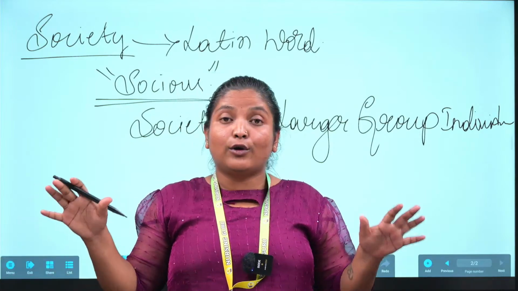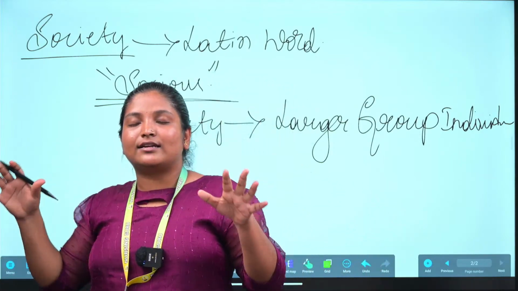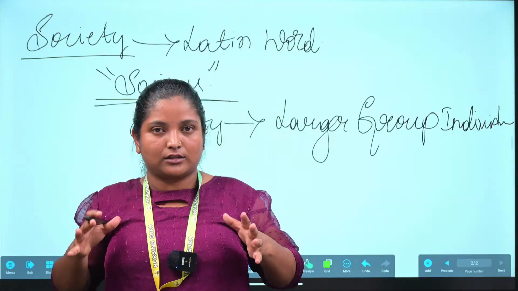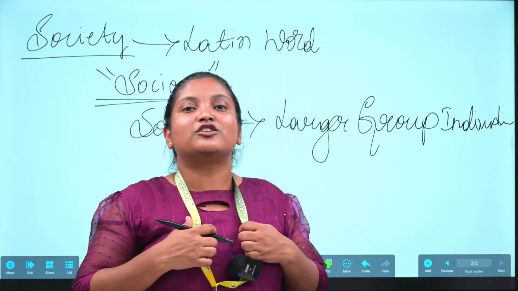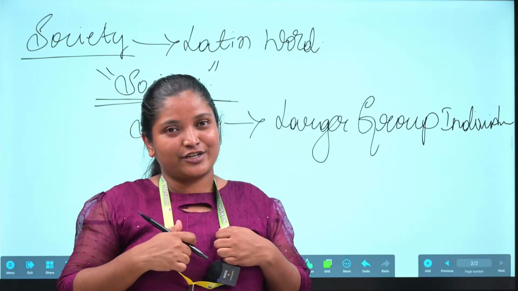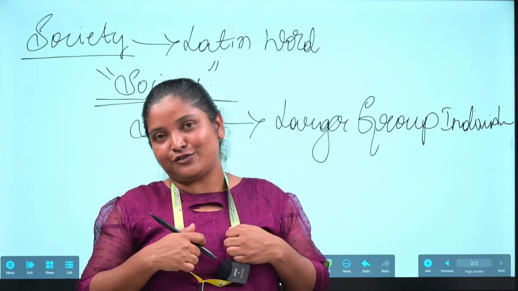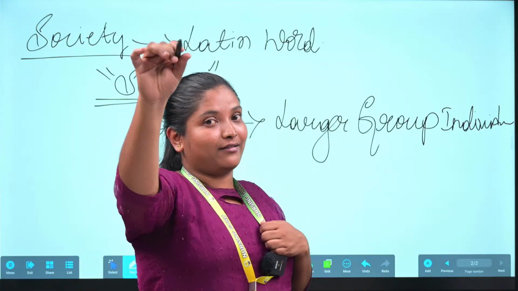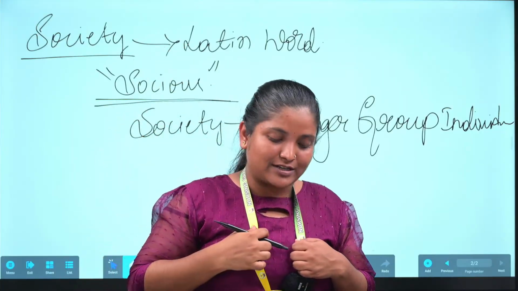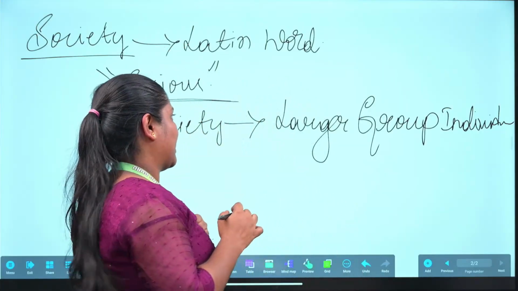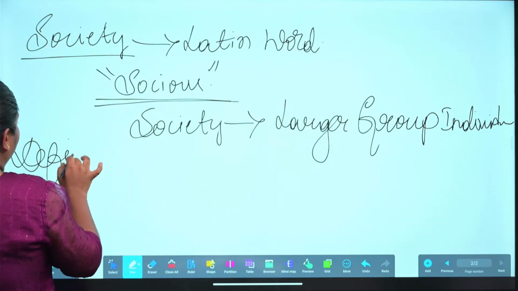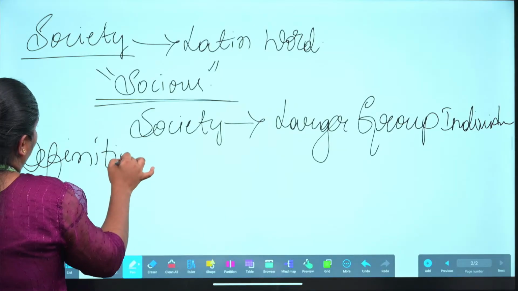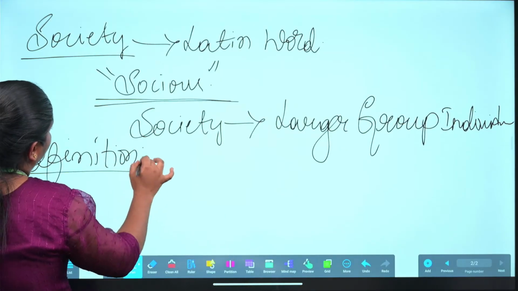Now you got a point. Society means a group of people, a large group of people, which is derived from the word socius. That word is a Latin word. Now you remember. Next we can move towards the definition of society. So how I am teaching, in that way only you will get the revision class.